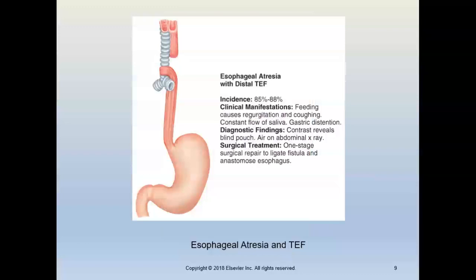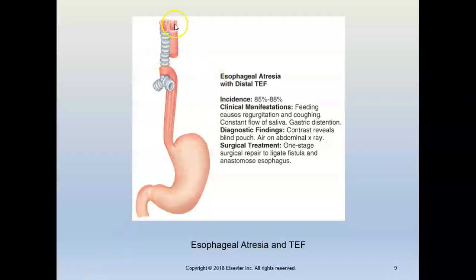Now we'll talk about esophageal atresia and tracheoesophageal fistula. So the first thing you need to know is the definition of atresia and fistula. So the first term we have here, esophageal atresia. Atresia is a condition in which a passage in the body is closed or absent.